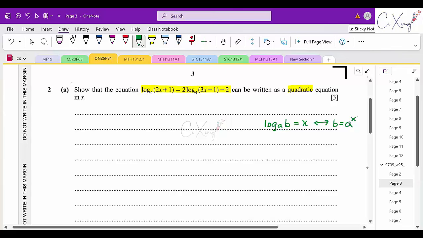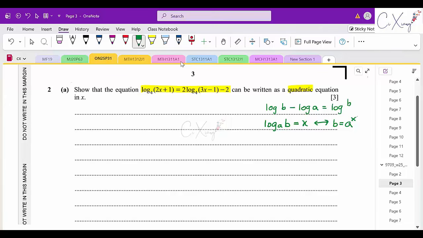And after that, what else do we need to apply is this one. Let's say I'm having log b minus log a. I think we did this in the previous question also, in question number 1. Simplified, right? So you can combine them to become one single log with b divided by a.